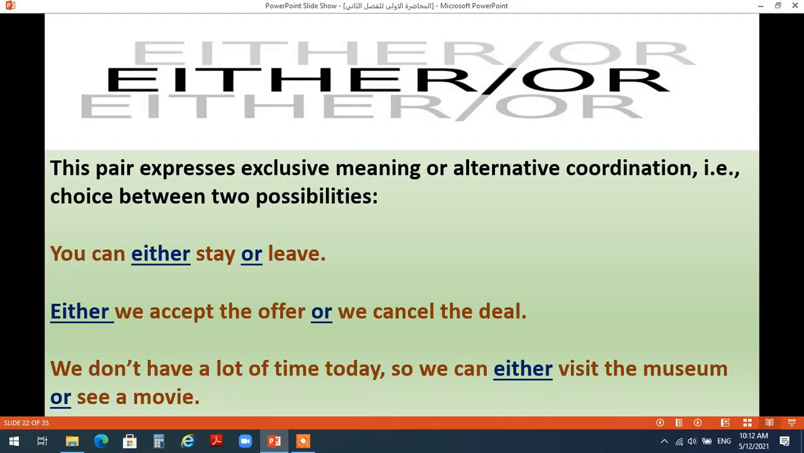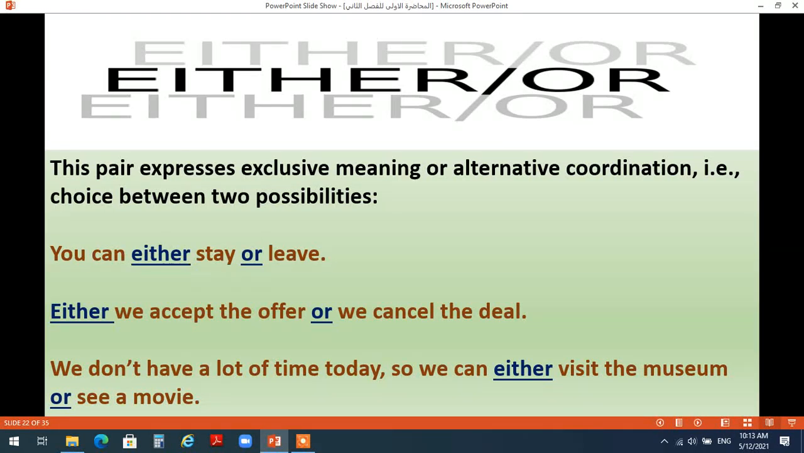Either or, this pair expresses exclusive meaning or alternative coordination. This means that you have a choice between two possibilities. من نستخدم either or معناه هنالك احتمالين، هنالك خيارين متاحين، وبإمكانك أنه تختار أحد هذين الخيارين المتاحين.